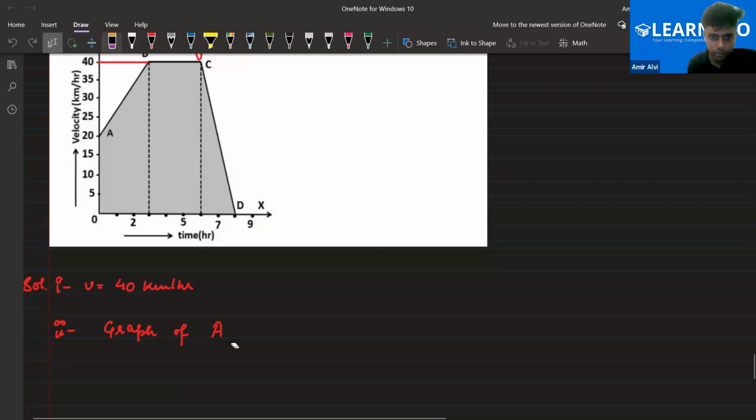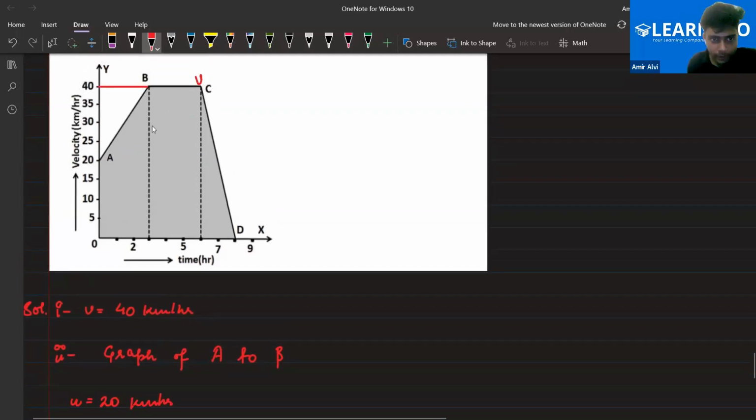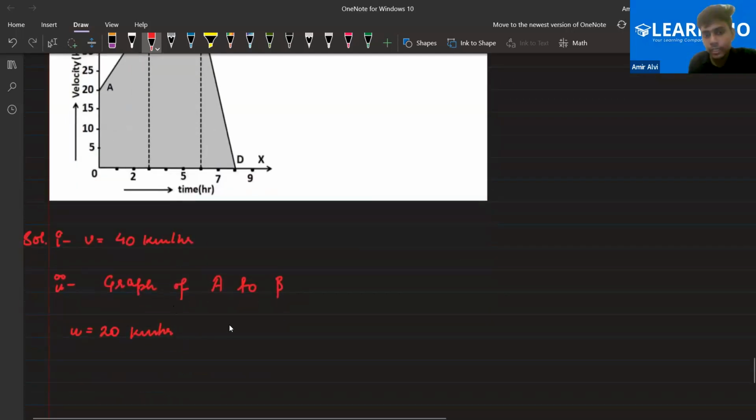Check. That's the graph of A to B. In this, the initial velocity is 20 kilometer per hour. Right. And at point B, it is basically 1, 2, 3, because each step is of 1 hour. So time is given in hours. So it's 0, 1, 2, and 3. So the total time interval would be 3 hours.